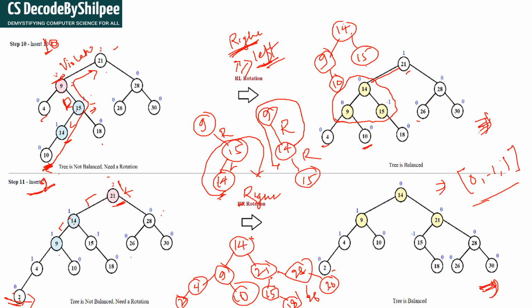So this is all about the insertion, and we can say the creation of the AVL binary search tree. The time complexity of an AVL tree insertion operation is order of log n. That's all about this insertion operation.